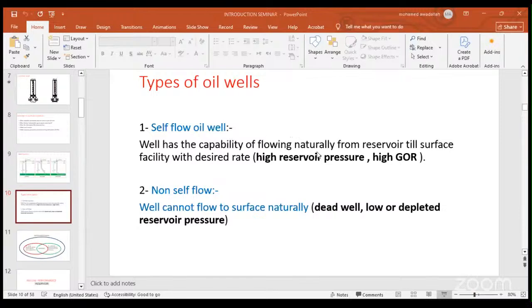This high pressure can overcome the friction inside the tubing, the hydrostatic pressure inside the well and the wellhead pressure, and can bring the hydrocarbon from the reservoir to surface. Also, a high gas oil ratio can help to bring the hydrocarbon from the reservoir to surface. Another type is non-self-flow, in which we have a dead well or depleted reservoir that doesn't have the energy to bring the fluid from the reservoir to surface. So the main types of oil wells are the self-flow oil well and the non-self-flow oil well.